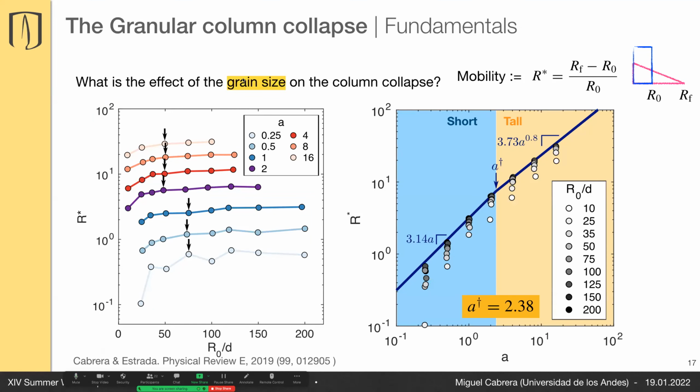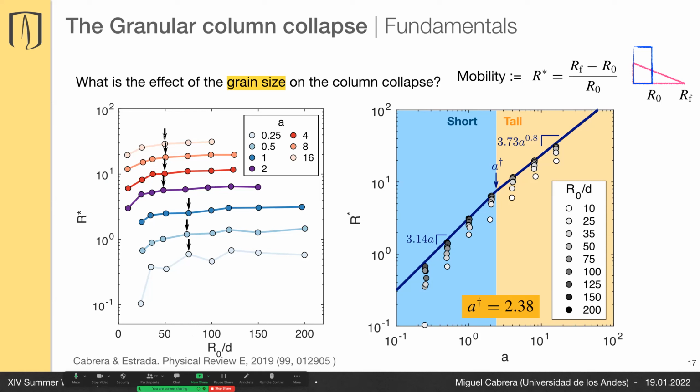So answering the question of what is the effect of the grain size in the column collapse, we found out that for short collapses, here shown in blue, you need about 75 times the grain diameter to stop having grain size effects. Another way of reading this picture is to say that if I have a small system, the mobility of the system is relatively smaller, and when I increase the number of particles in the system, I stop having that grain size effect at just about 75 times the grain size.